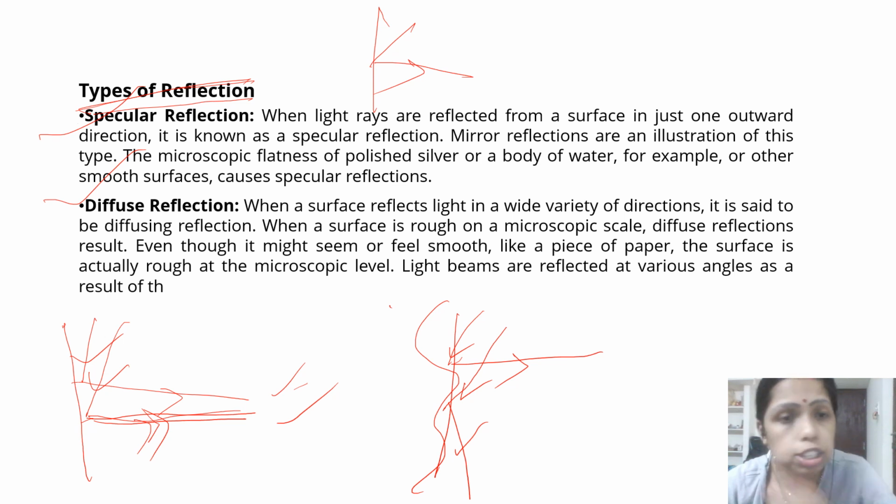So these are about specular reflection and diffuse reflection. If you have a rough surface, then diffuse reflection may happen. If you have a smooth surface, then specular reflection is there.